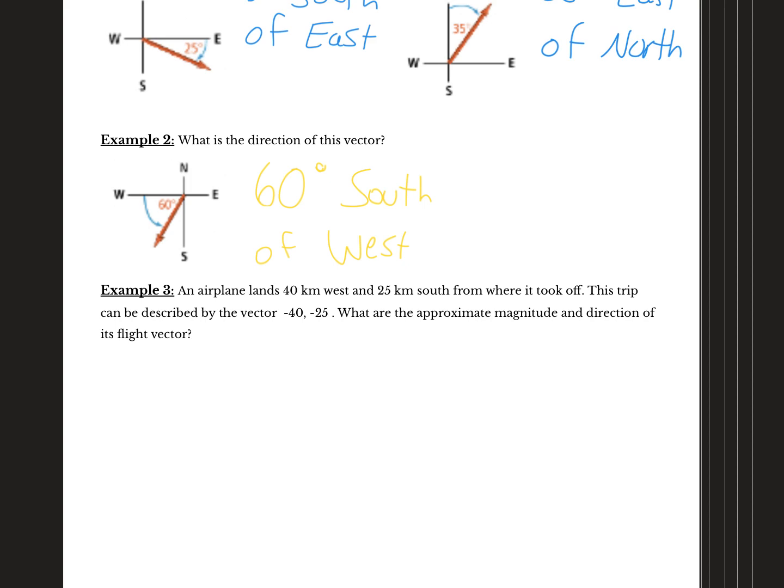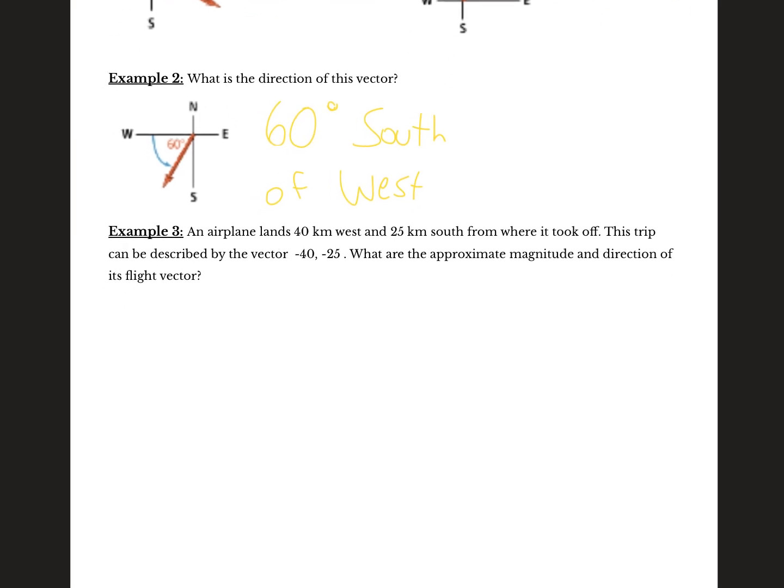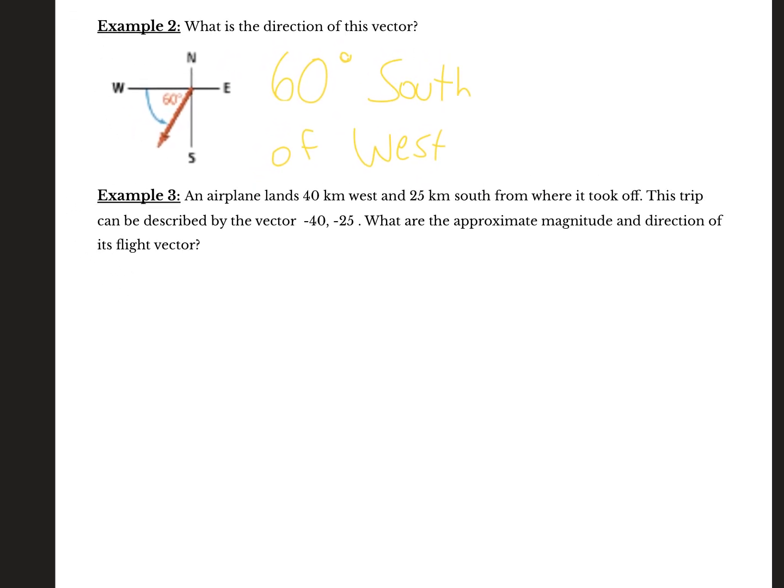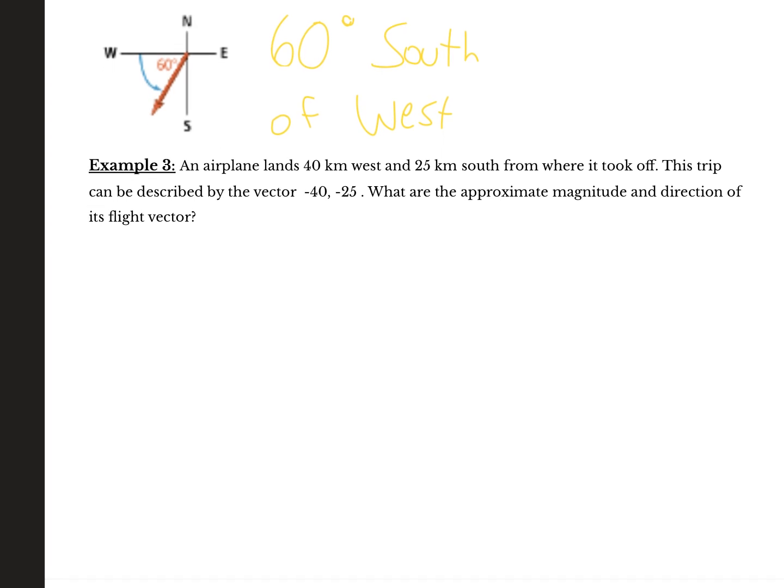Now, if we look at our next example, example 3, this one is a little more of an application. So we have an airplane, and this airplane lands 40 kilometers west and 25 kilometers south from where it took off. So 40 kilometers west and 25 kilometers south. So let's go ahead and draw a picture.